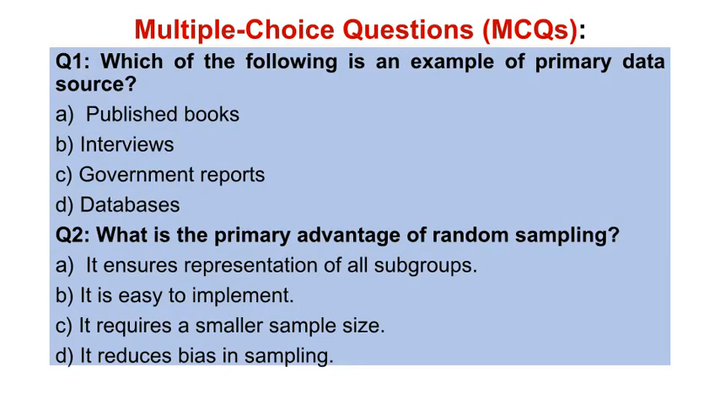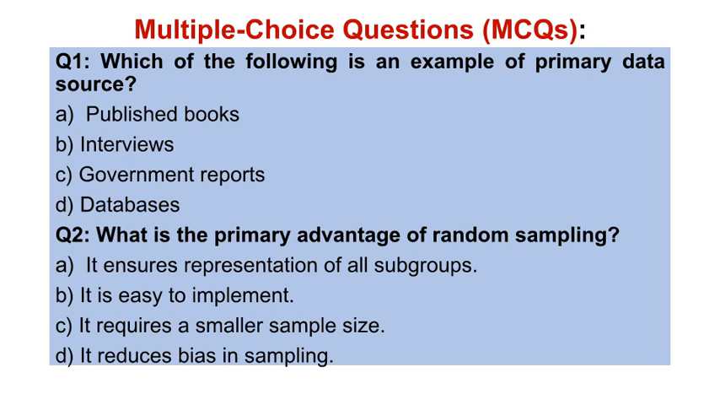Question 1 is, which of the following is an example of primary data source? A. Published books. B. Interviews. C. Government reports. D. Databases. Correct answer is B. Interviews. Question 2 is, what is the primary advantage of random sampling?